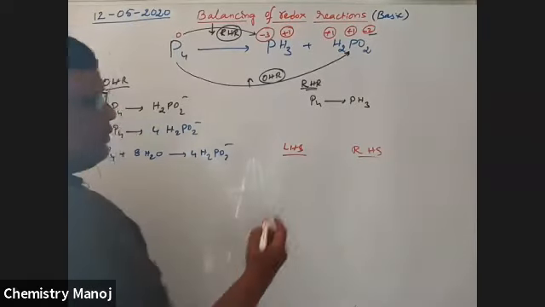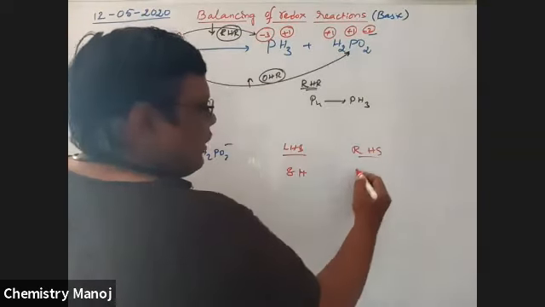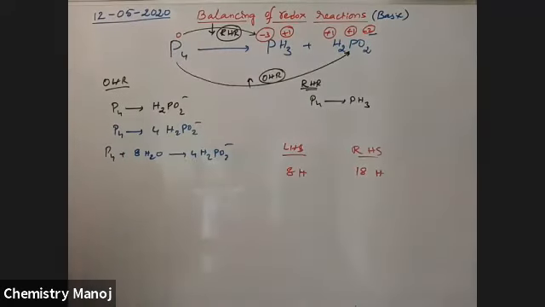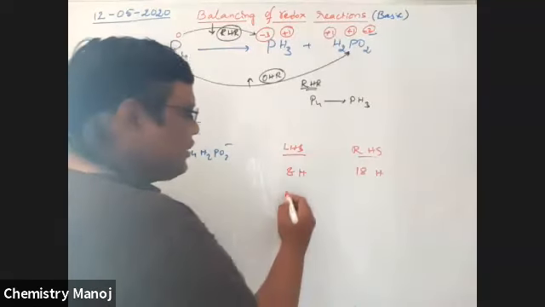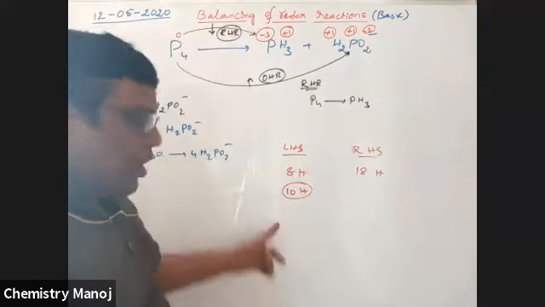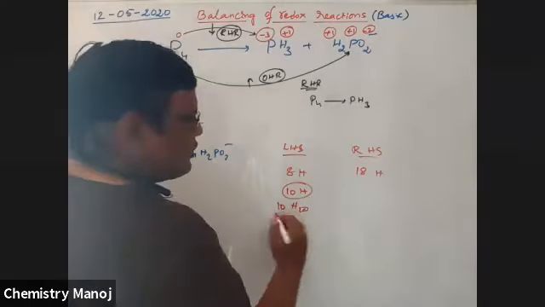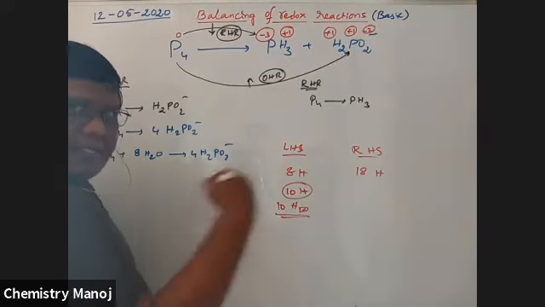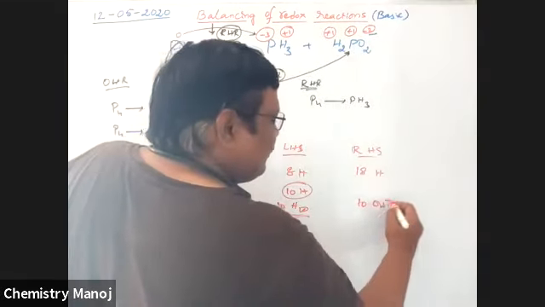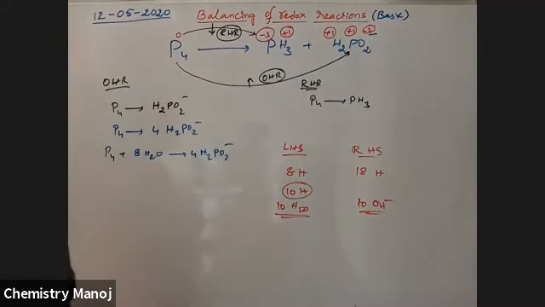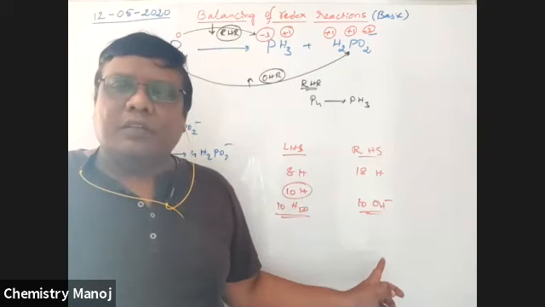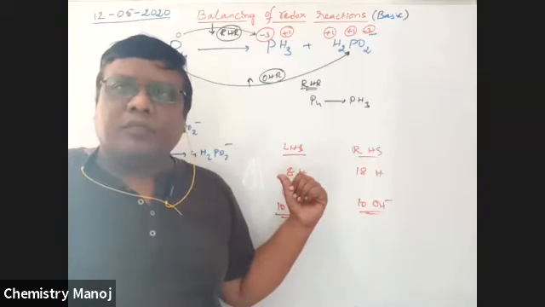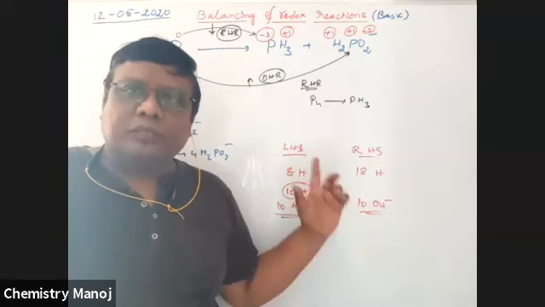Once again, one more example. Try it yourself: 8 hydrogens left side, 18 hydrogens right side. In which direction are hydrogens short? Left side. How many are short? 10 hydrogens are required. On the shortest side, that many water molecules are added. On the other side, the same number of OH minus ions are added. Am I clear? Please give your response. I'm going to continue the concept. Okay, is this clear? Okay, thank you.